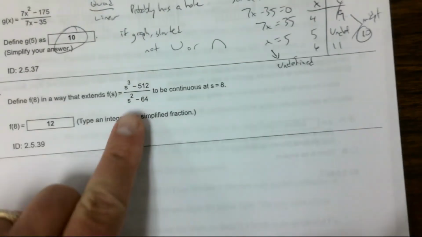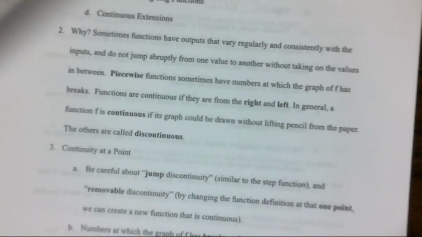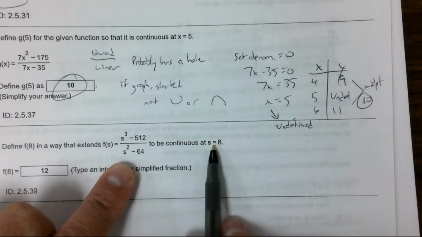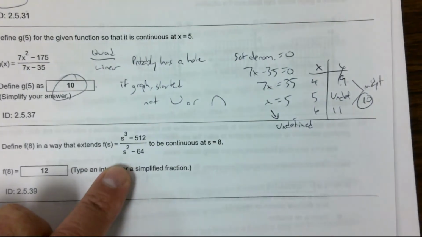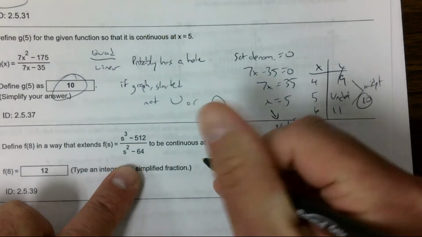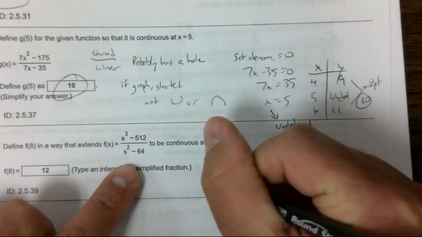We're going to do the same idea on this one, having to do with 8. So one thing I just want to try real quick is, what is 512 divided by 64?